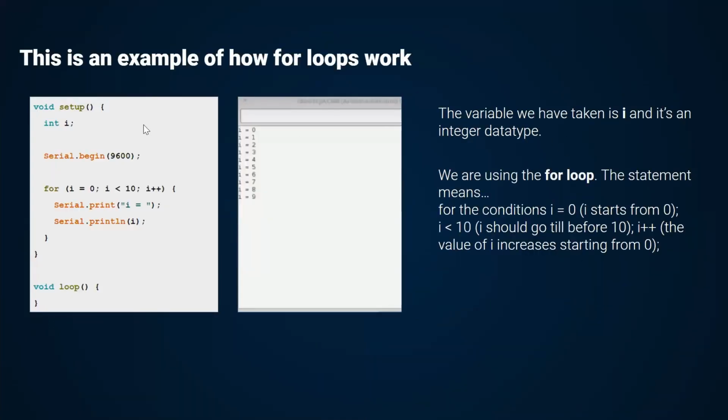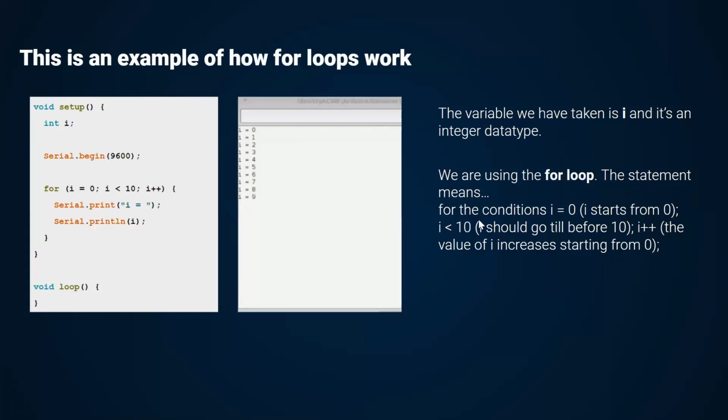Okay, so we start with the for loop. So this is a code written based on the for loop. And as Devesh taught you all, we have taken an integer data type variable, and the variable is I. It can be anything. You don't have to worry about the variable. So we are going straight to the for command now.